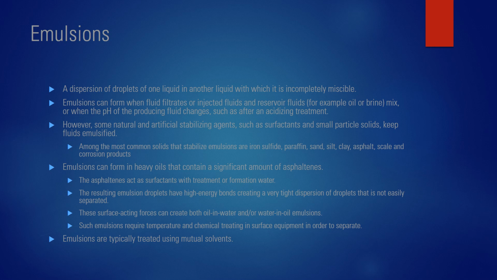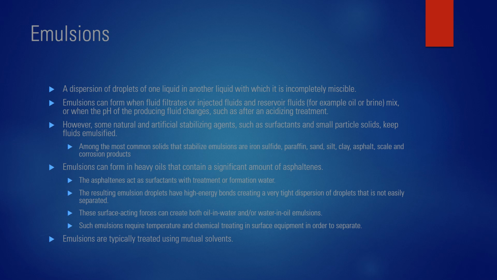Emulsions. An emulsion is a dispersion of droplets of one liquid in another liquid with which it is incompletely miscible. Emulsions can form when fluid filtrates or injected fluids and reservoir fluids, for example oil or brine, mix, or when the pH of the producing fluid changes, such as after an acidizing treatment. However, some natural and artificial stabilizing agents, such as surfactants and small particle solids, keep fluids emulsified. Among the most common solids that stabilize emulsions are iron sulfide, paraffin, sand, silt, clay, asphaltene, scale, and corrosion products.